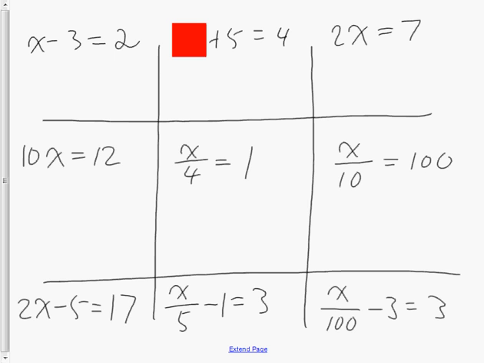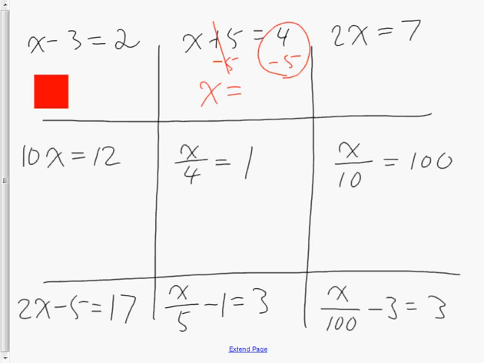But if we take away that red square and then use opposite operation, if I want to get rid of this constant that's plus 5, I'm going to subtract 5 from both sides. That creates a 0 pair. X is equal to whatever a positive 4 and a negative 5 combined to be. 4 positives and 5 negatives gives you negative 1.